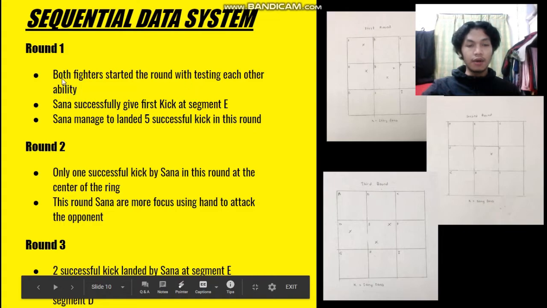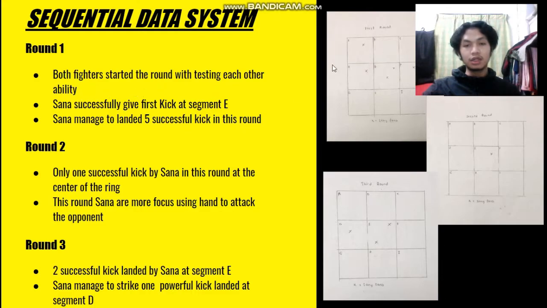As we can see, in round 1, both fighters started the round by testing each other's ability in the middle of the ring, that is segment E. Sana successfully gave the first kick at segment E, and in this round, Sana managed to land 5 successful kicks. In the second round, Sana only managed one successful kick, because he focused more on using his hands to attack the opponent. In round 3, he managed to successfully kick 2 times at segment E, and 1 powerful kick landed at segment D.